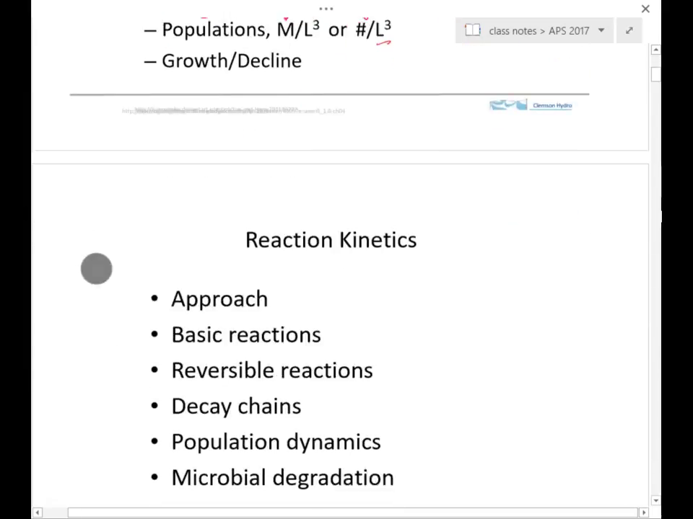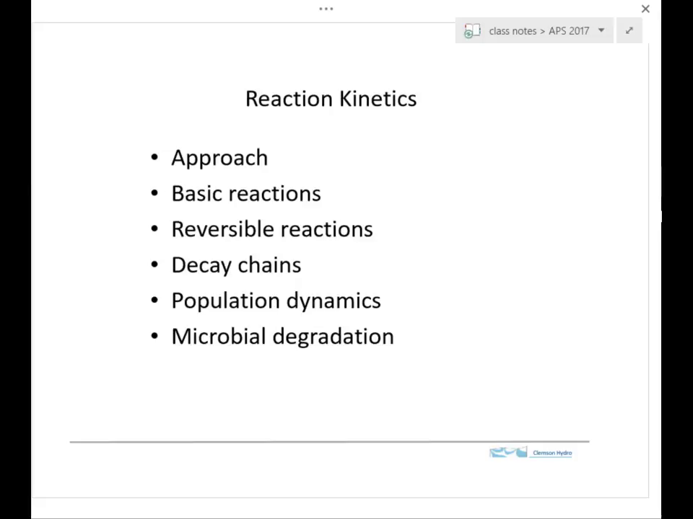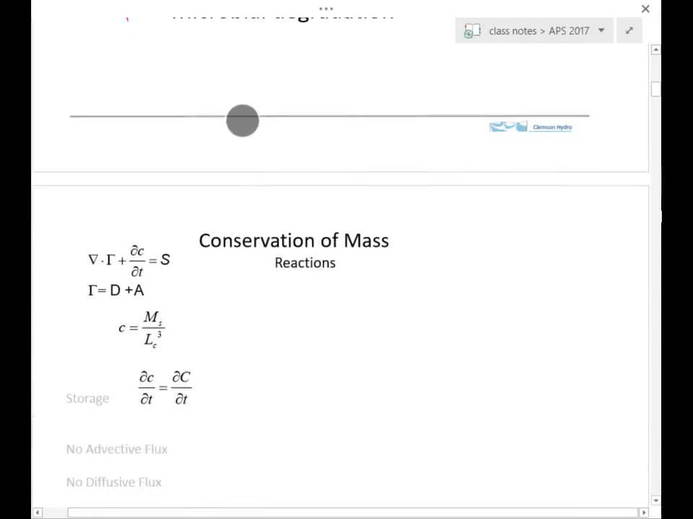Okay, so here's what we're gonna do. I wanna talk a little bit about the basic approach, put it in context of our overall conservation equations, and then look at some basic kinds of reactions, and then make it a little more complicated with some decay chains where we've got multiple coupled reactions, and then we'll end up looking at some of these ecological population dynamics examples.